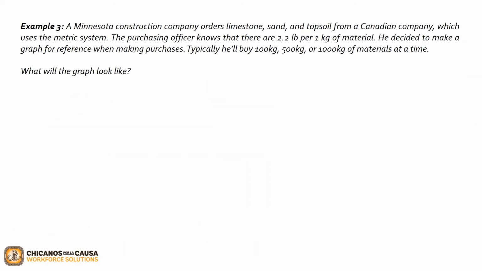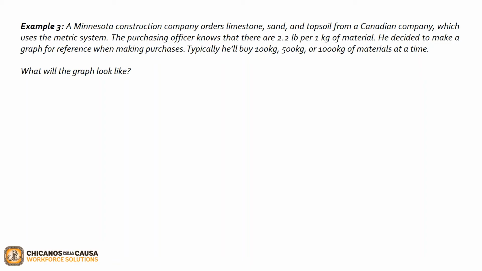Okay, example 3. A Minnesota construction company orders limestone, sand, and topsoil from a Canadian company, which chooses the metric system. The purchasing officer knows that there are 2.2 pounds per 1 kilogram of material. He decided to make a graph for reference when making purchases. Typically, he'll buy 100 kilograms, 500 kilograms, or 1,000 kilograms of materials at a time. What will the graph look like?